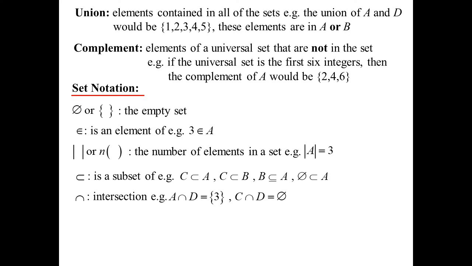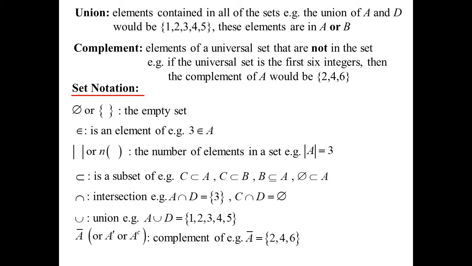Intersection, that's our upside down U, and union, U for union. Complements, probably the most common is the bar on the top, much like we see in probability, but another way you might see it is the A with a dash, not to be confused with the derivative, but that's later.